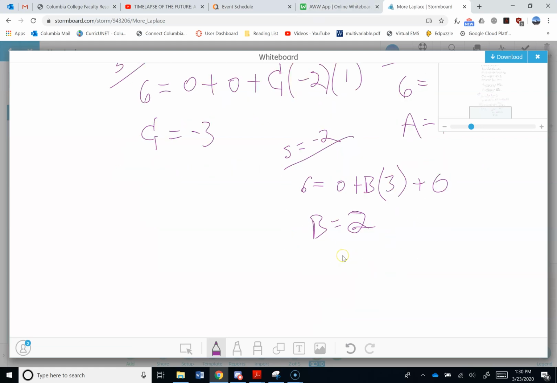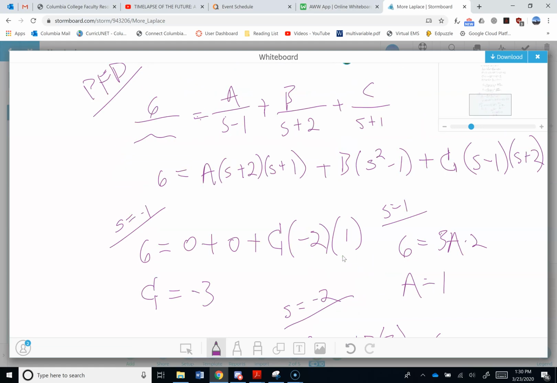I rushed through that a little bit. Did you track that, Glenn? I did not. Okay, cool. No, I was paying attention, but what I was doing was checking if those agree with the answer in the back of the book, and they do.